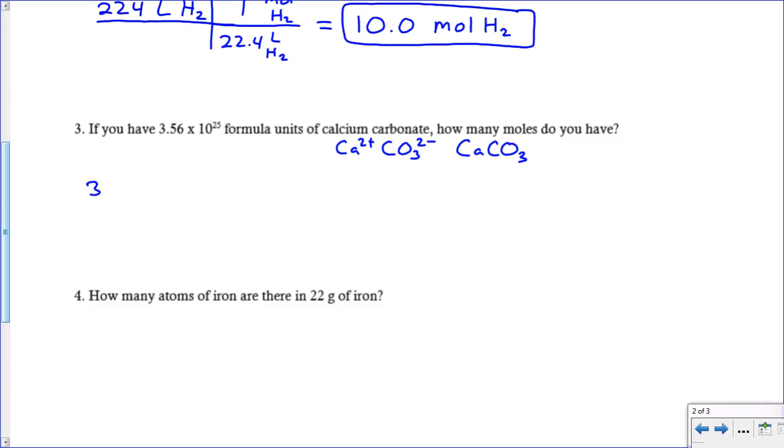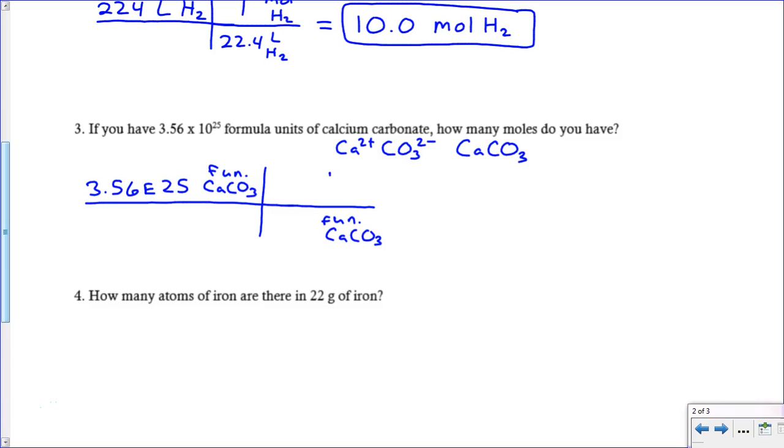So we start here, 3.56 times 10 to the 25th formula units, which I'm going to abbreviate FU, period, formula units, of calcium carbonate, CaCO3. And then we need to get out of formula units and into moles. So we want to cancel out formula units, and we want to get that into moles of CaCO3.